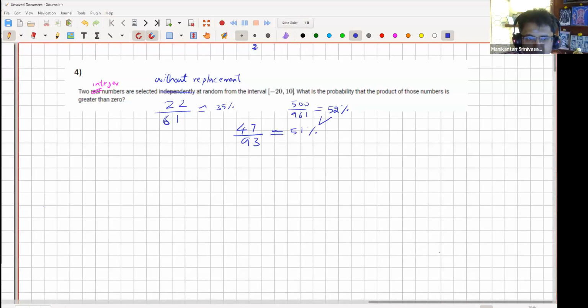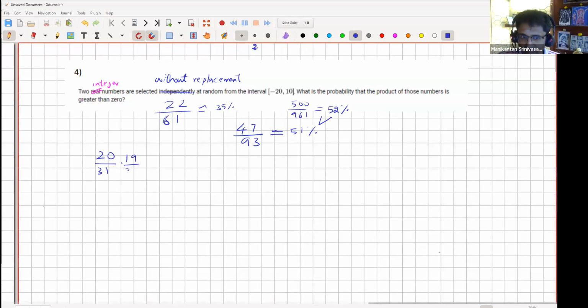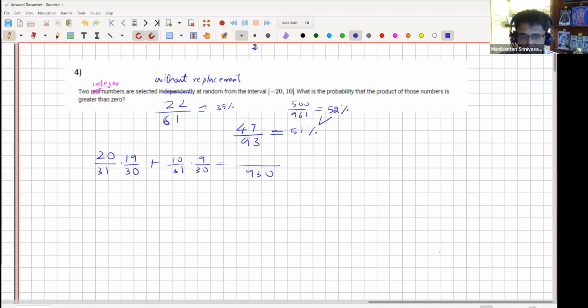So, effectively, there are multiple ways of doing this. First, if I have to pick a negative number, negative and negative, it's 20 of the 31 times 19 of the 30, or 10 of the 31 and 9 of the remaining 30 positive numbers. That's it, right? So this will be 930, and this will simplify to 380 plus 90, which is 470. So indeed, it's 47 upon 93.